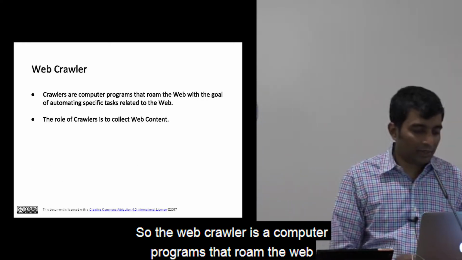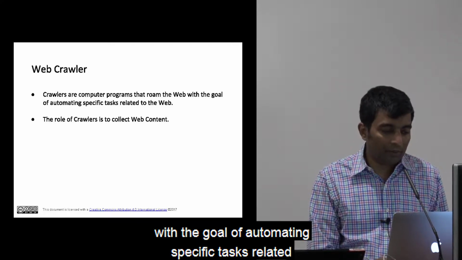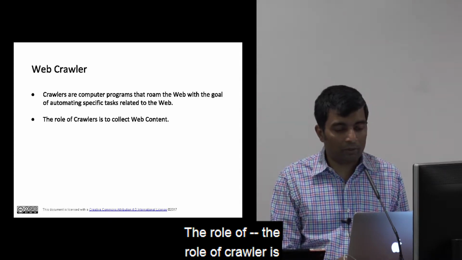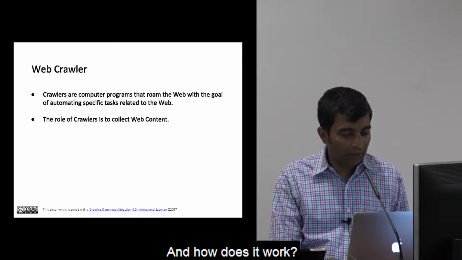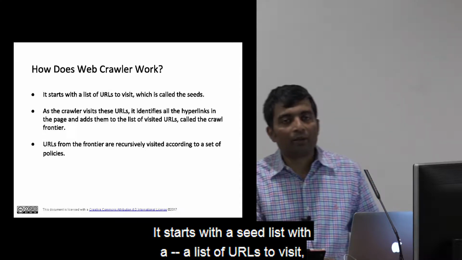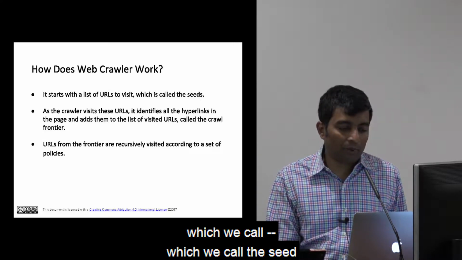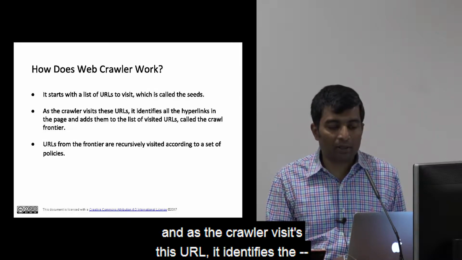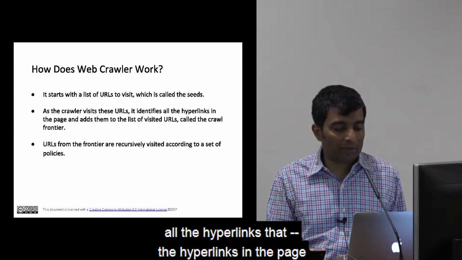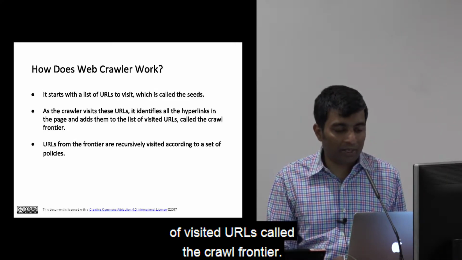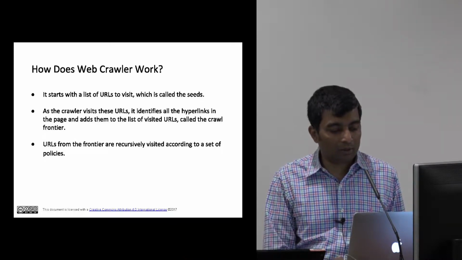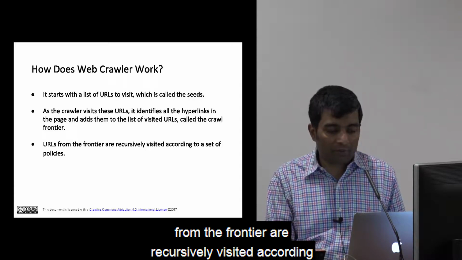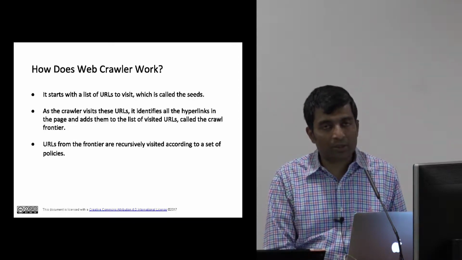So a web crawler is a computer program that roams the web, with the goal of automating specific tasks related to the web. The role of a crawler is to collect web content. And how does it work? It starts with a seed list, a list of URLs to visit, which we call the seed. As the crawler visits a URL, it identifies all the hyperlinks in the page and adds them to the list of URLs to visit, called the crawl frontier. From there, it will go to the next level. That way, the URLs from the frontier are recursively visited according to a set of policies.